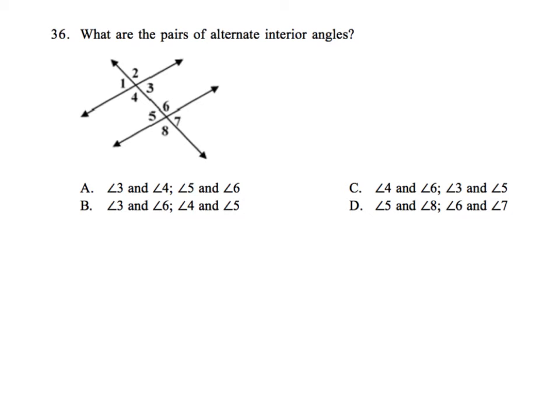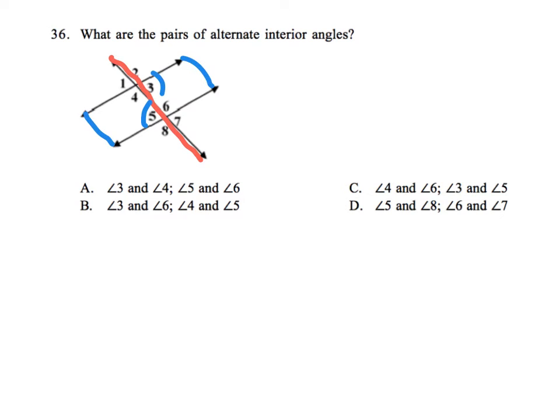All right, 36 says, what are the pair of alternate interior angles? Remember, if it's alternate, it means it's on opposite sides of this line here. If it's interior, it's inside that square or that rectangle there. So my first pair are going to be 5 and 3.